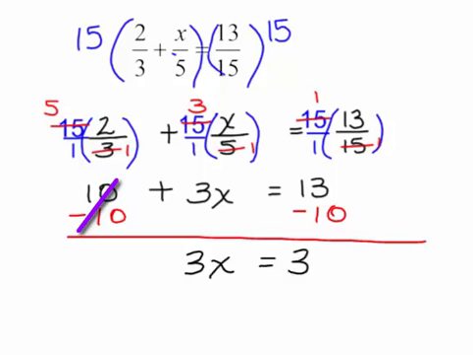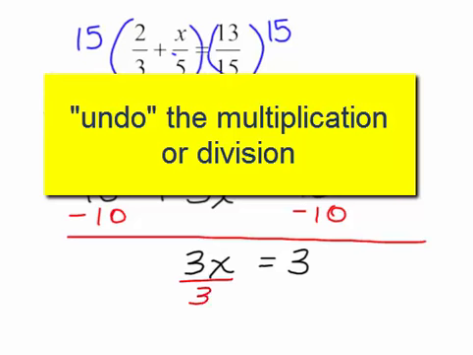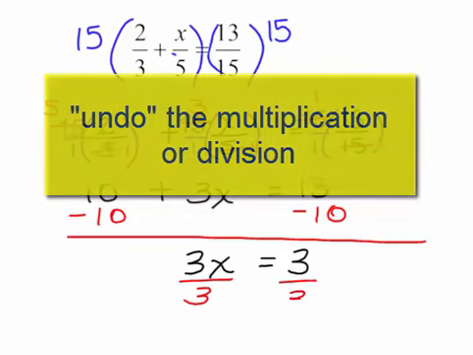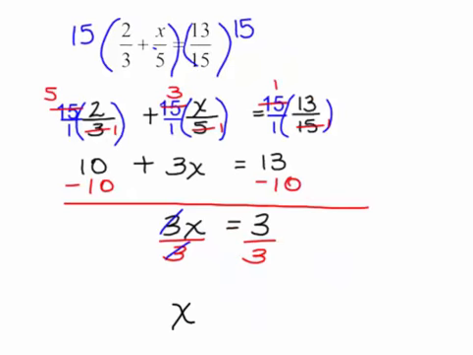Now we're down to one step. X is being multiplied by 3. The opposite of multiply by 3 is to divide by 3. On the left side, 3 divided by 3 is just 1x, or just x. On the right side, 3 divided by 3 is 1.